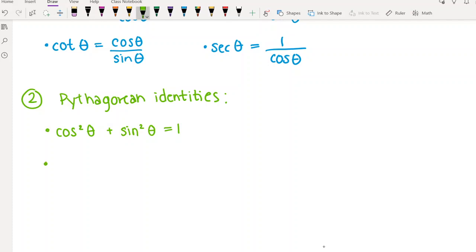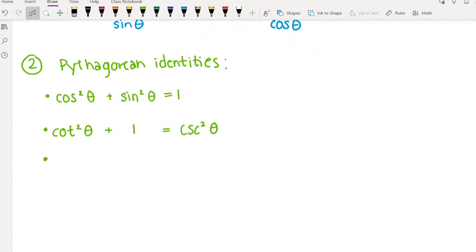If you remember that one, to find the other two, all you have to do is divide everything by the same thing. For example, if we divide everything in this equation by sine squared of theta, then we get cotangent squared of theta plus 1 is equal to cosecant squared of theta. And if we start again with the original equation and instead divide everything by cosine squared of theta, then we get 1 plus tangent squared of theta is equal to secant squared of theta.